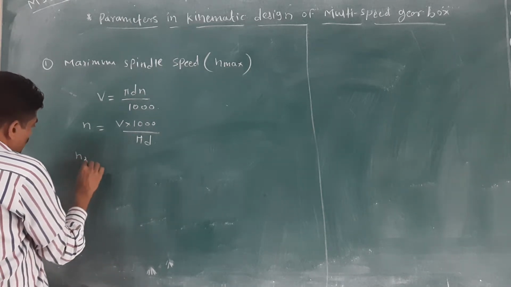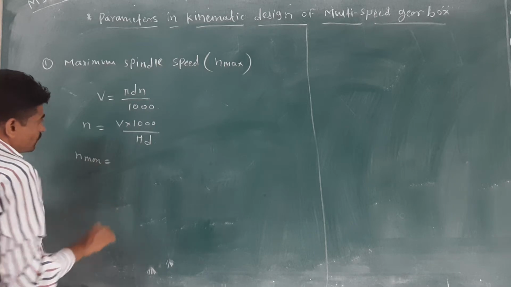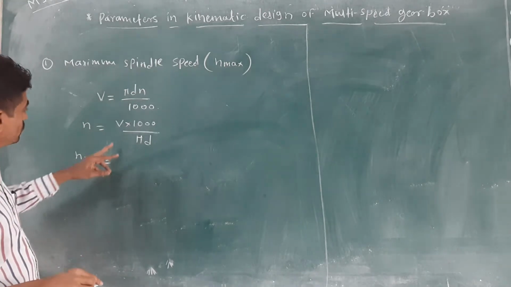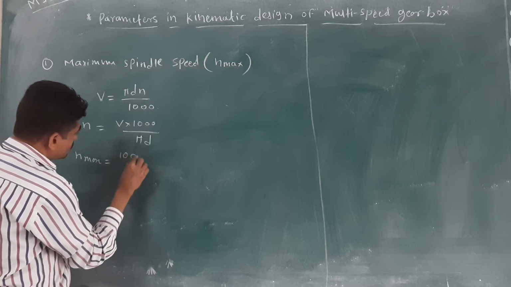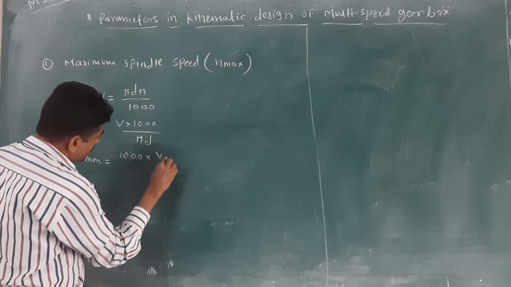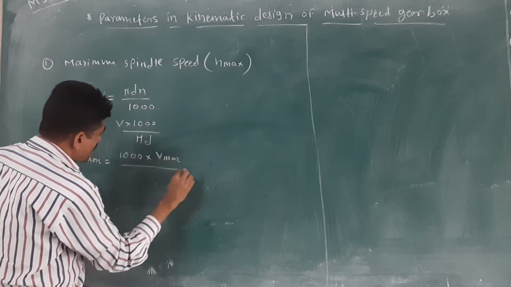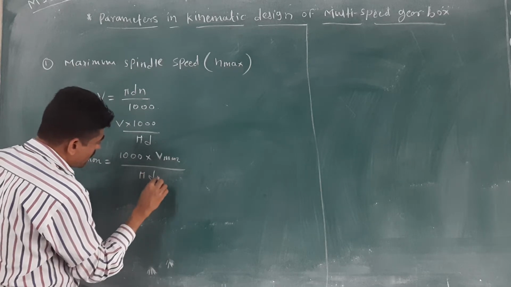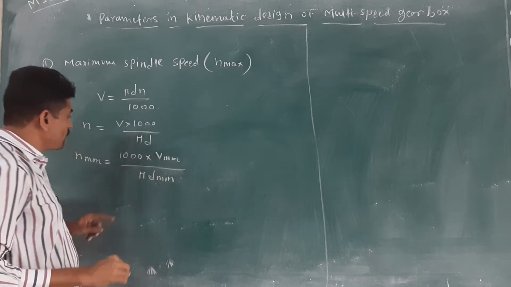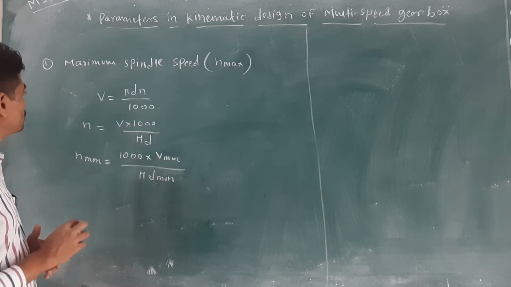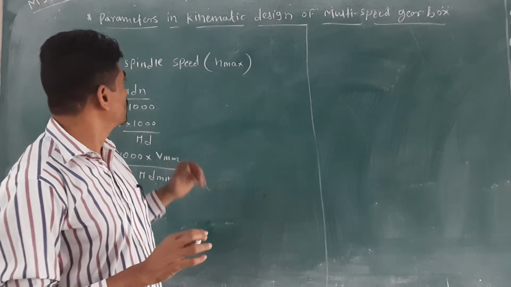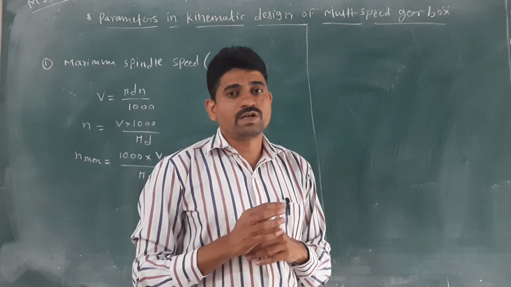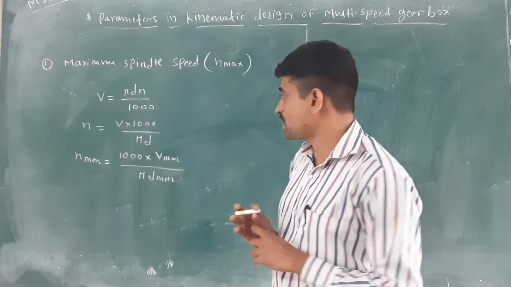For Nmax, check that if you have maximum cutting speed and minimum diameter range, then we will get the maximum spindle speed. This is the first parameter in the kinematic design of multi-speed gearbox. All of you getting how to calculate this?